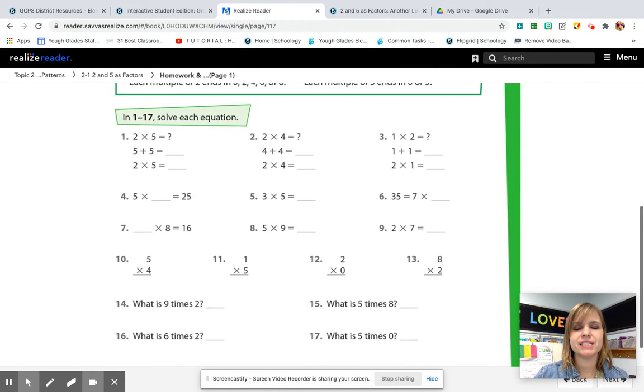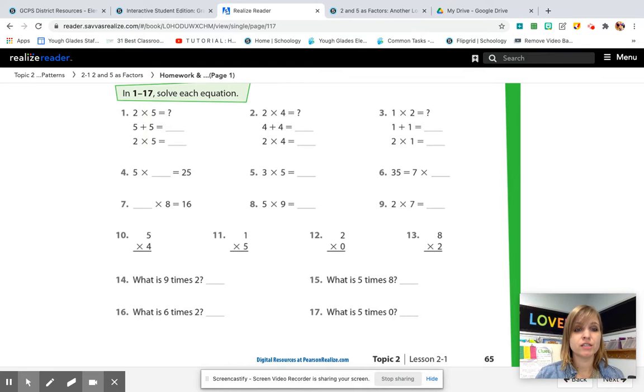So you have these to work on. You're going to work on these independently, 1 through 17. You're going to solve these. As you can see here for 1, 2, and 3, it shows you the relationship of 2's facts. We know that when we see 2 times 5, we see 2 groups of 5.